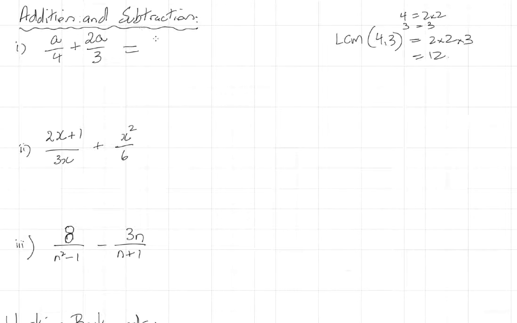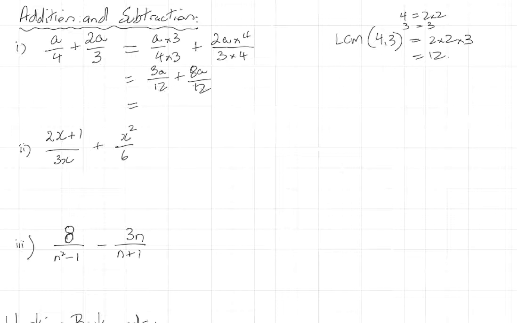To make the first one, we write it as it is, a on 4. To make this into 12, we multiply by 3. Whatever we do to the bottom, we've got to do to the top. So we've multiplied by 3 on the bottom, multiplied by 3 on the top, plus, write this as it is, and we want to make this into 12 by multiplying by 4. If we do that at the bottom, we do that to the top as well. So now we've got 3a over 12 plus 8a over 12.